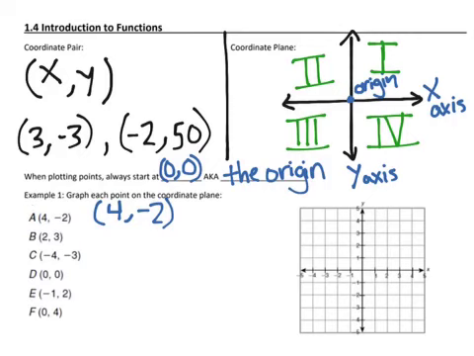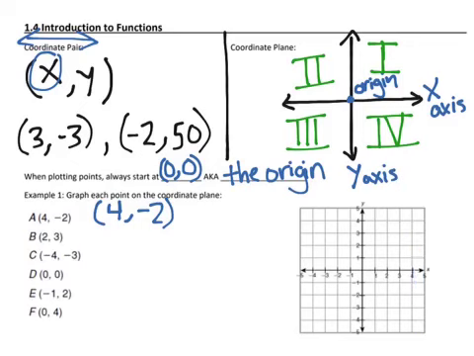The letters just tell you which problem we're on. So 4, negative 2. And so we said that x values tell you how far to go left and right. So this 4 tells us how far I'm going to go left or right. It's positive, so if we have a positive value, we're going to go right 1, 2, 3, 4. And that's going to be the first part.